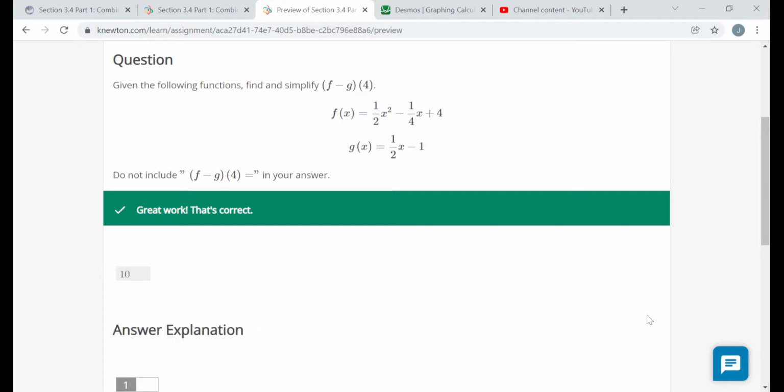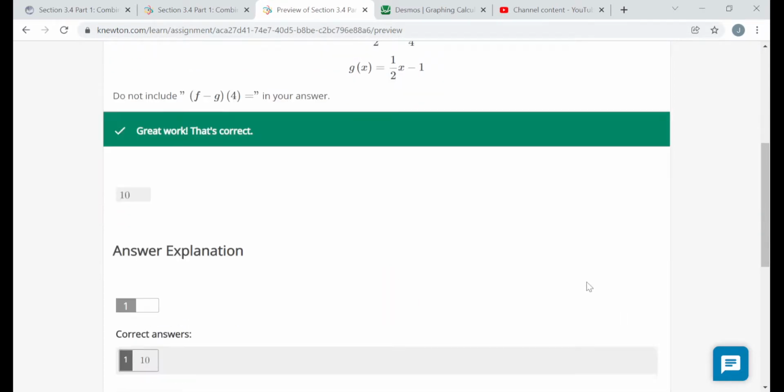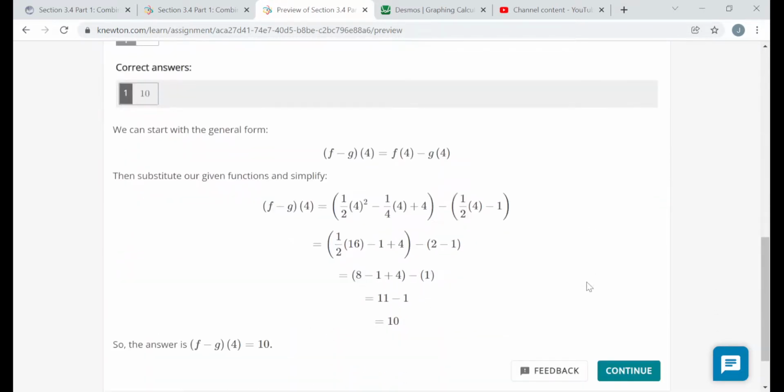Great. And once again, please read through these answer explanations. So yeah, see what they're doing. There's plug into f, plug into g, and then subtract. They did the 11 minus 1 thing that I did second.